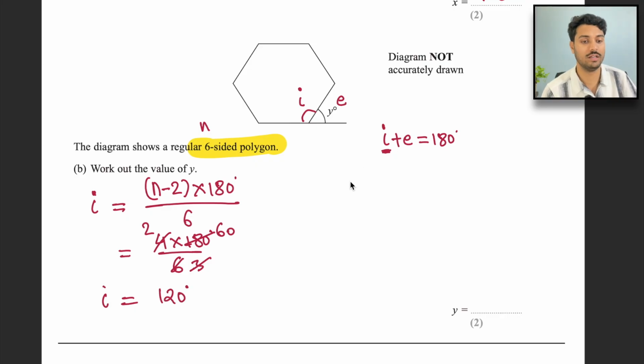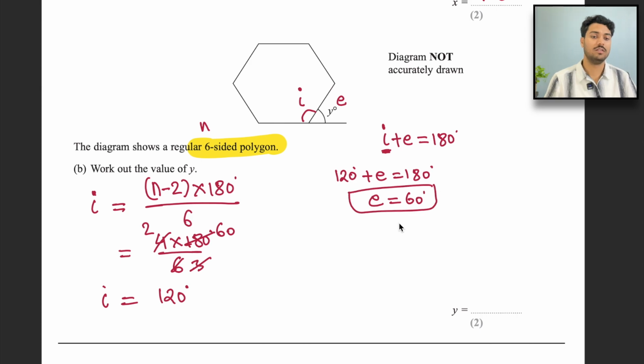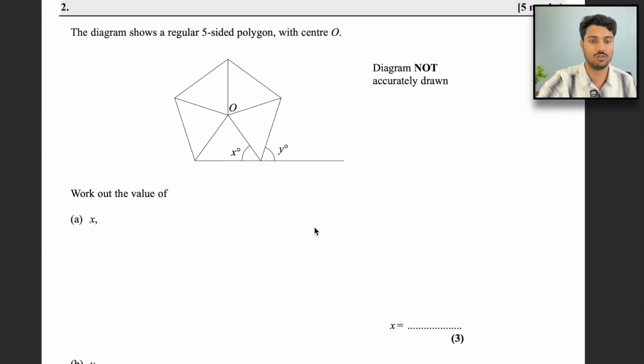If I is 120, then 120 plus E equals 180 degrees. So E will be 60 degrees. If E is 60, that means the value of Y is also 60 degrees, because E is the exterior angle which is marked as Y. Let's move on to question number 2 now.